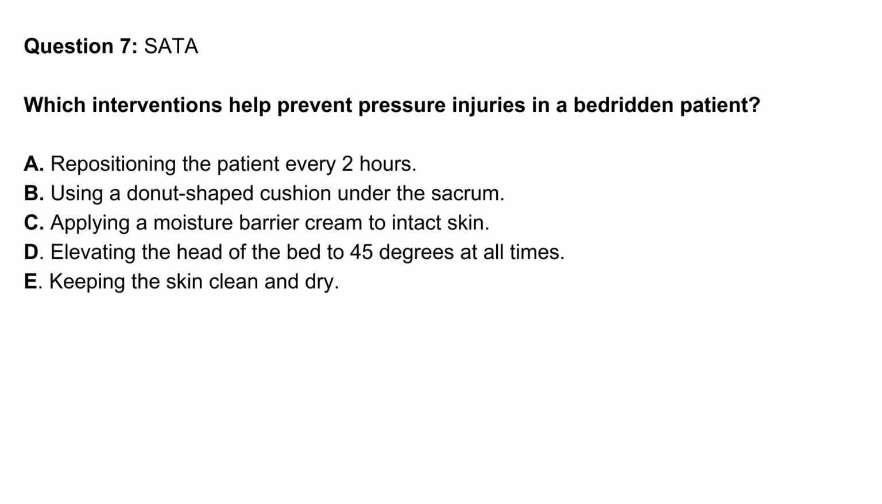Question 7. SATA. Which interventions help prevent pressure injuries in a bedridden patient? A. Repositioning the patient every 2 hours. B. Using a donut-shaped cushion under the sacrum. C. Applying a moisture barrier cream to intact skin. D. Elevating the head of the bed to 45 degrees at all times. E. Keeping the skin clean and dry.